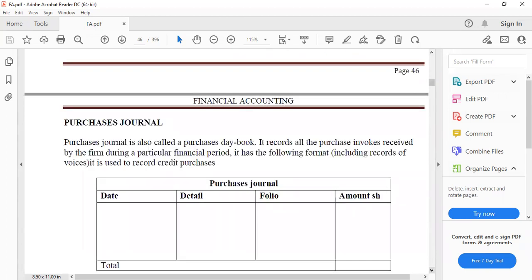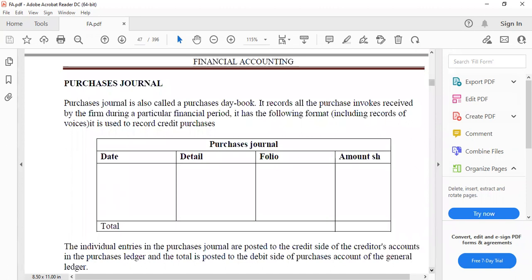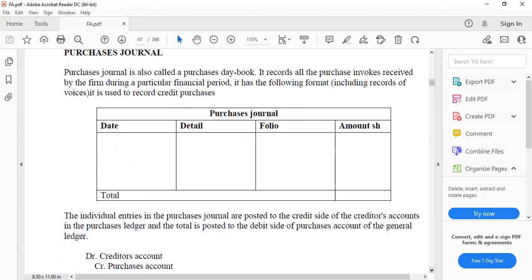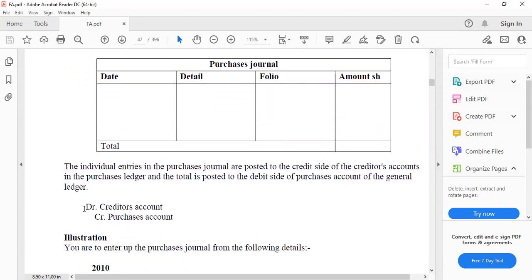Now, the purchases journal still looks alike. The sales journal, the format is still the same. The only thing here I want to mention is when you purchase goods on credit, remember you have created creditors. So creditors, you are going to debit creditors and credit purchases.